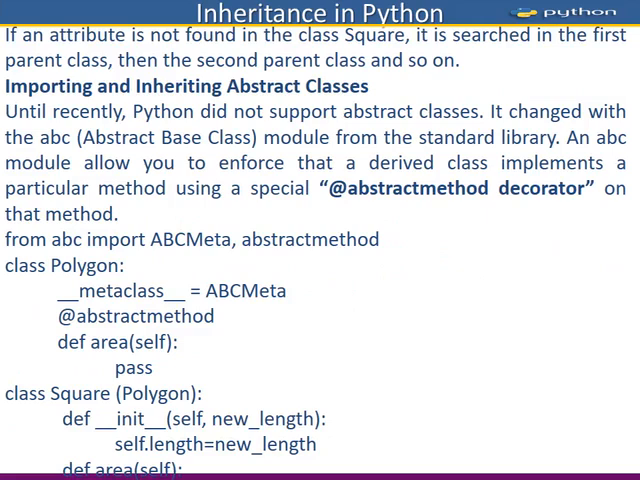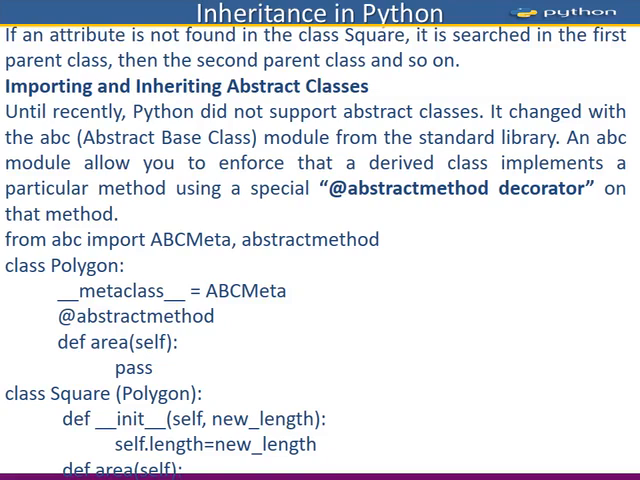So if an attribute is not found in the class square, it is searched in the first parent class. So if the attribute is not found in the class square from the example code we discussed, we search the first parent class, which is the class rectangle. Then the second parent class as well. After we finish searching the first parent class, we search the second parent class.